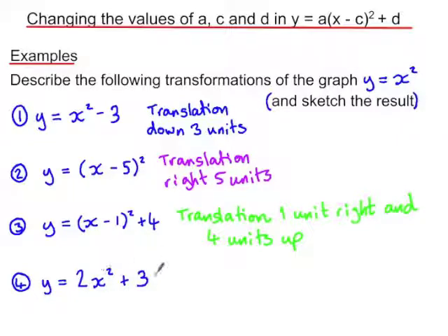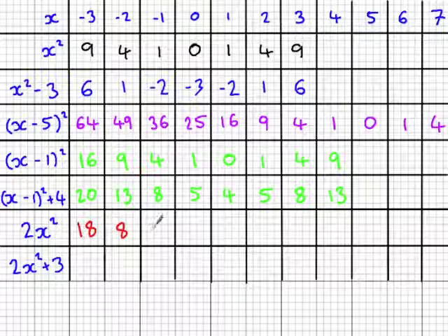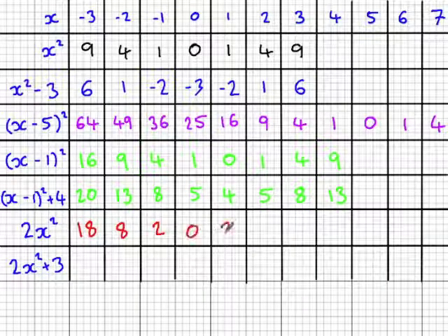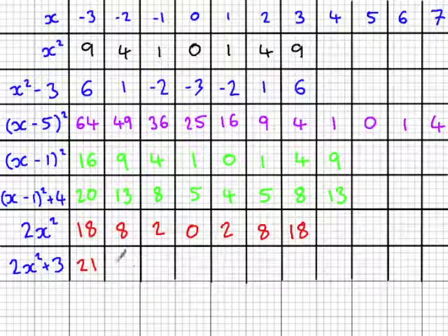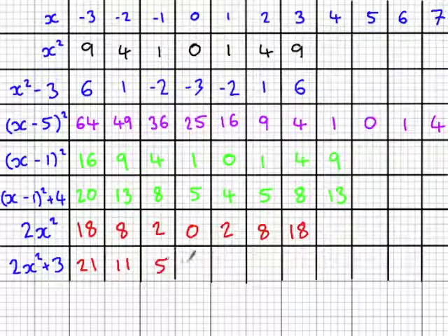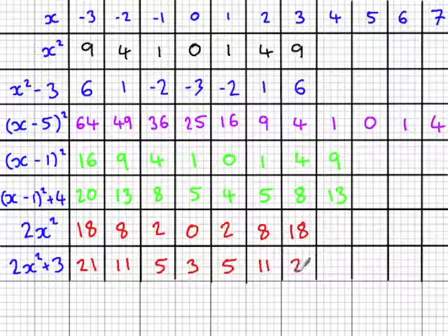Finally, I'm going to plot the graph of y equals 2x squared plus 3, and again I'm going to take 2 rows of the table to do this. Firstly, double the x squared values and then add 3. So doubling the x squared values gives 18, 8, 2, 0, 2, 8, 18, and then adding 3, 21, 11, 5, 3, 5, 11, 21.